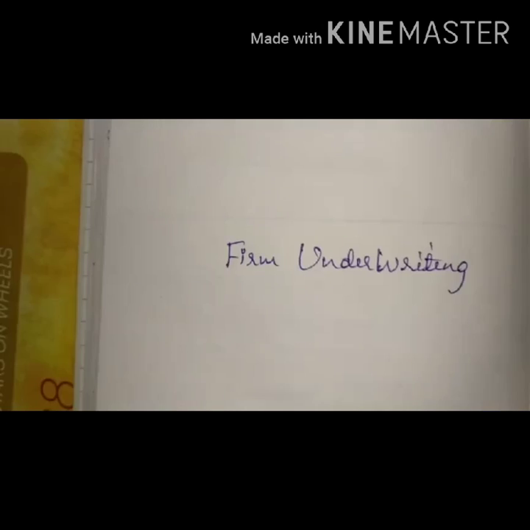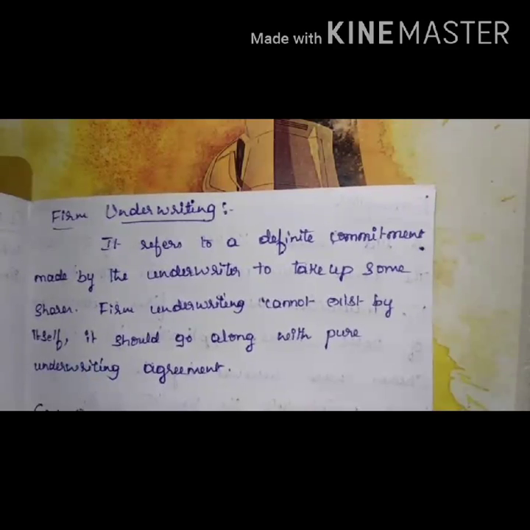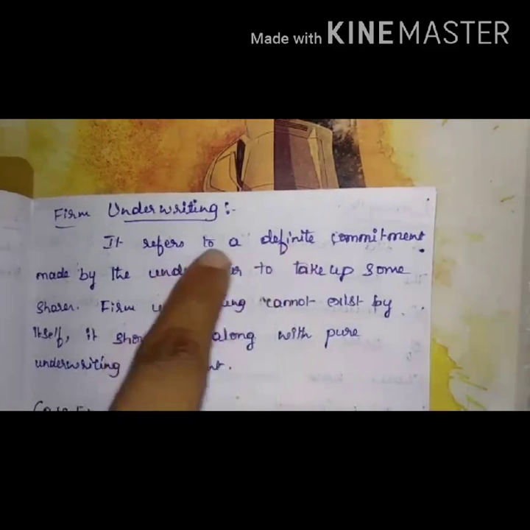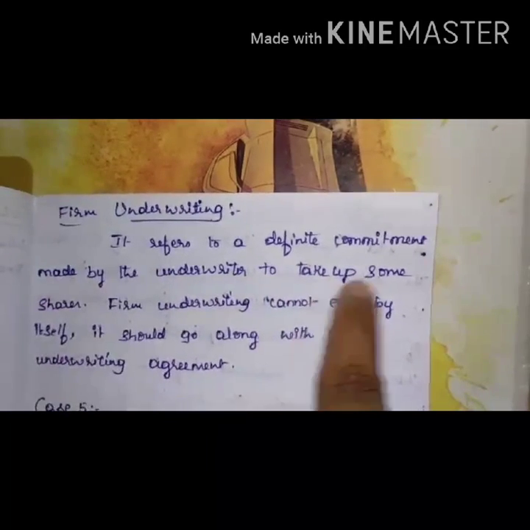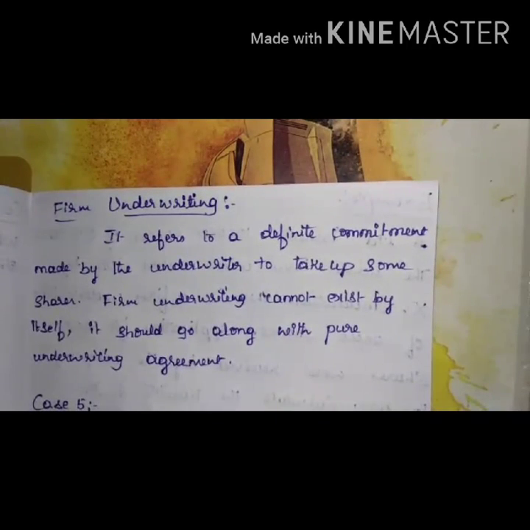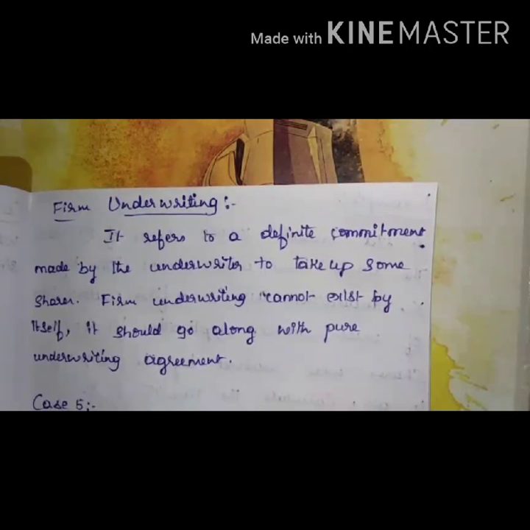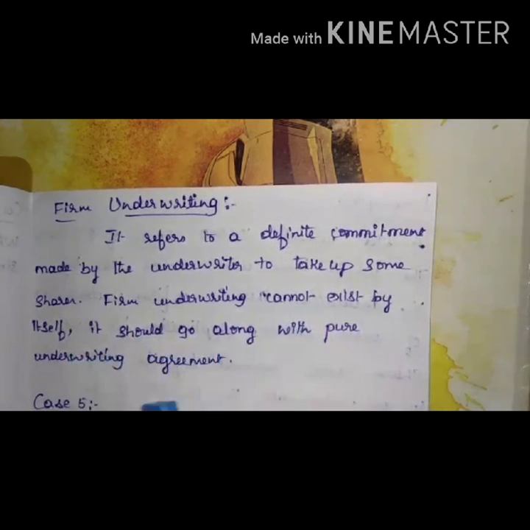Underwriter's liability under firm underwriting. Firm underwriting means it is a definite commitment made by the underwriter to take up some shares. That means the underwriter makes a firm commitment to take up a specified number of shares irrespective of the number of shares subscribed for by the public. Firm underwriting cannot exist by itself, it should go along with pure underwriting.